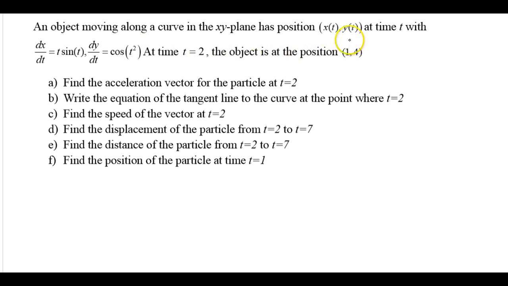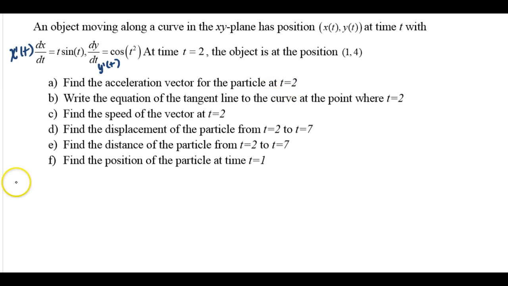This one's different because instead of being given the position vector valued function, I'm given the velocity vector valued function. So this is, remember, x prime of t, and this here is y prime of t. That means I've been given the horizontal and the vertical component of the vector valued function for velocity instead of for position as in the last problem. So let's keep that in mind. Find the acceleration vector for the particle at t equals 2.